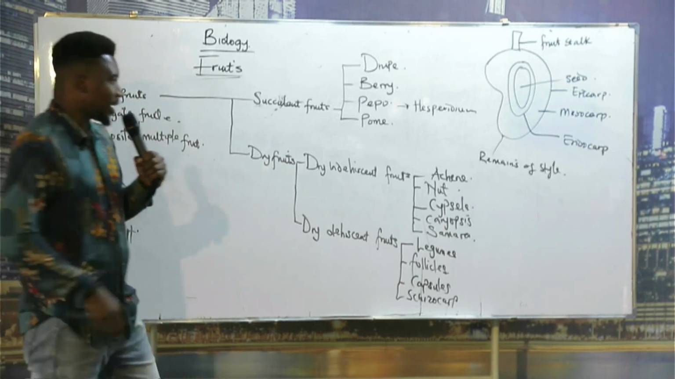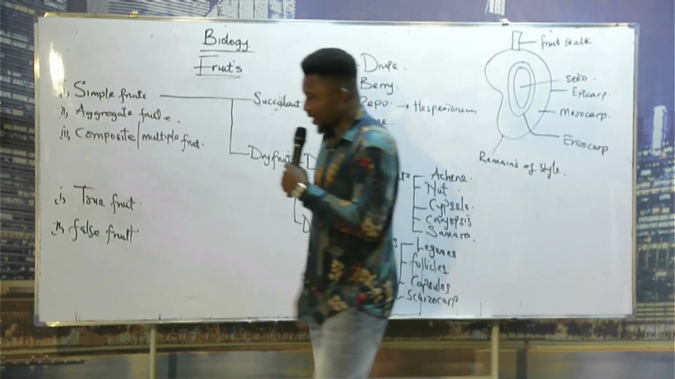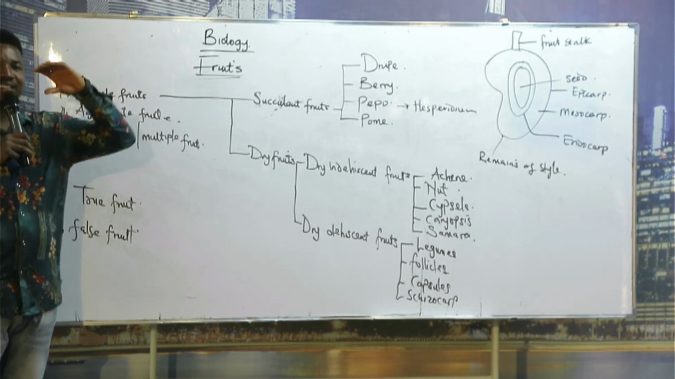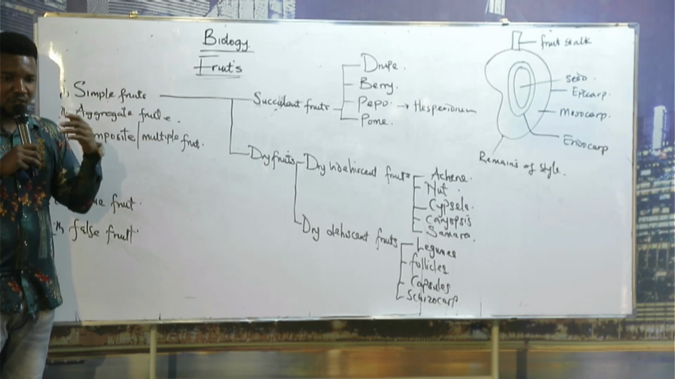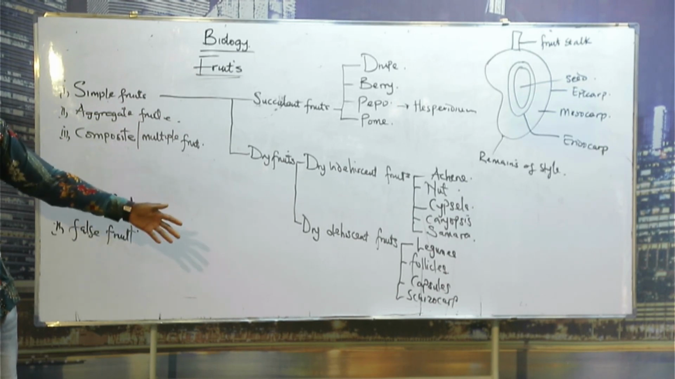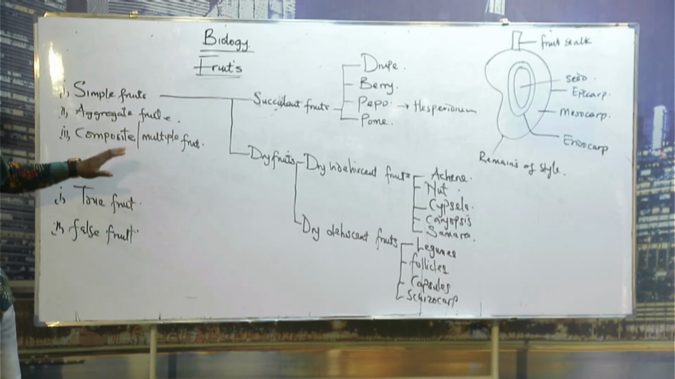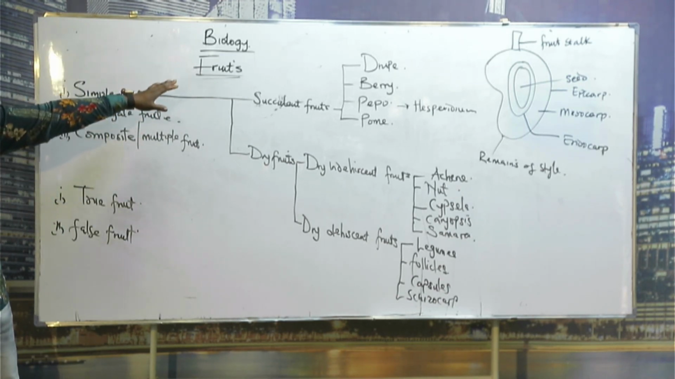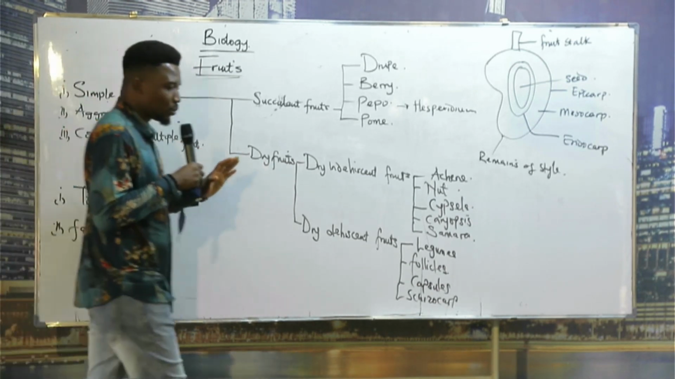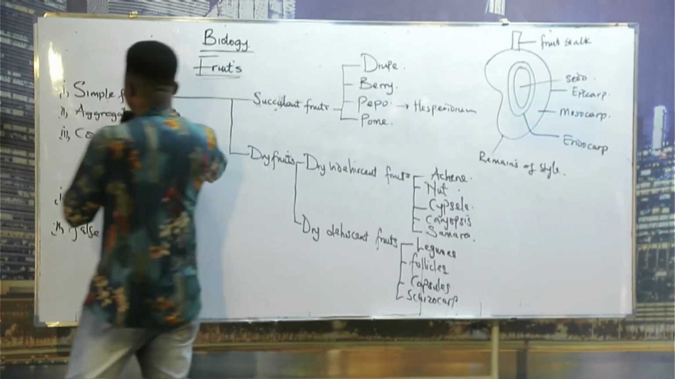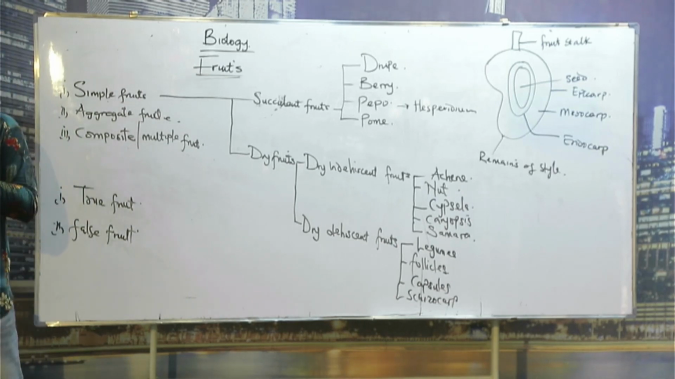I think you people have started amplifying the noise, meaning that you are done. Listen, please. Why I started flower before fruit is because you need to know things in flower before we talk about fruit. Because if I'm using the terminologies of flower in fruit, you will get confused. Now, fruits are divided into three: the simple fruit, aggregate fruit, and composite or multiple fruit.